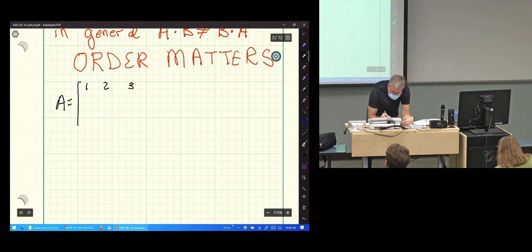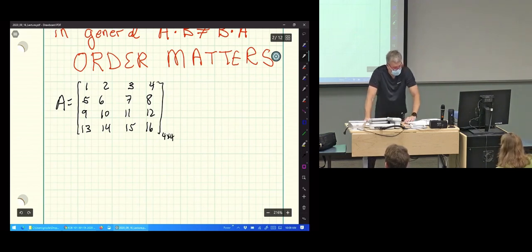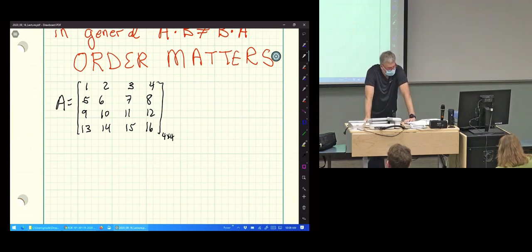1, 2, 3, 4. 5, 6, 7, 8, 9, 10, 11, 12, 13, 14, 15, and 16, okay? So that's 4 by 4, 4 rows and 4 columns.